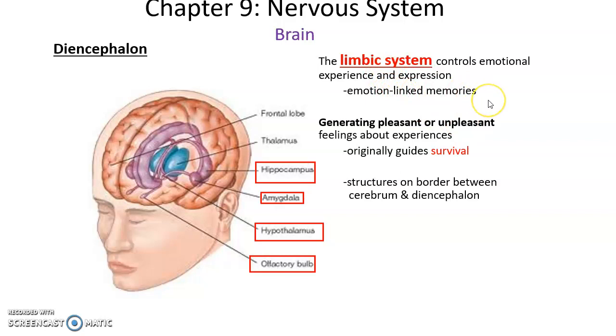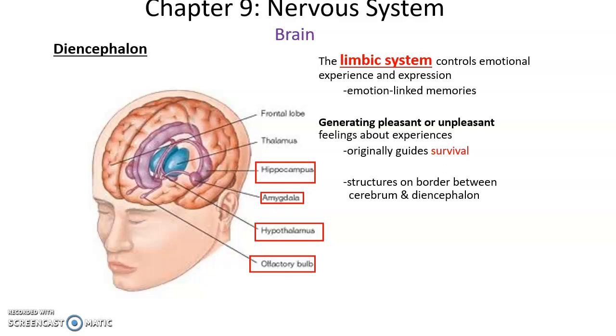The limbic system is also where we find our emotionally linked memories. So memories where you had a very intense emotion tend to be localized to the limbic system. Now, why do we have emotions? Well, in general, it was thought that emotions originally were to generate pleasant or unpleasant feelings to help guide us in terms of survival.